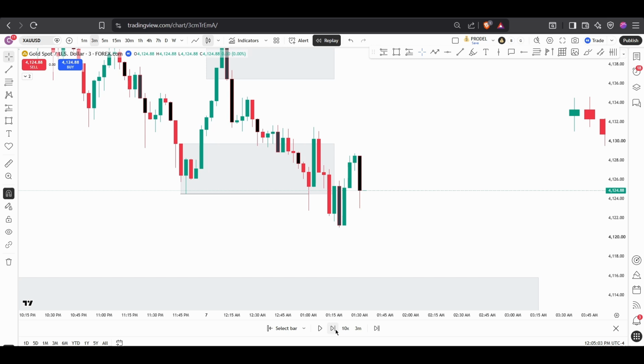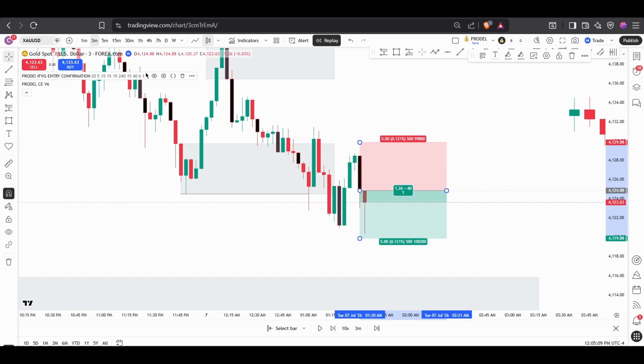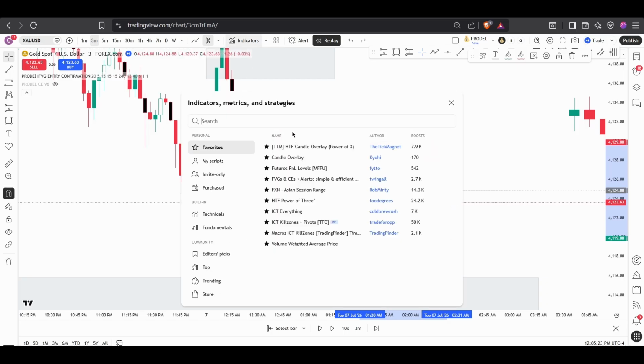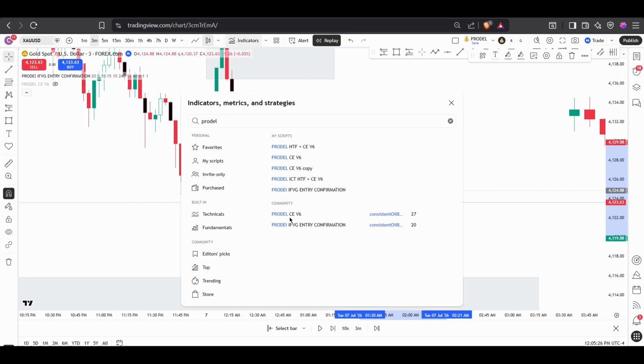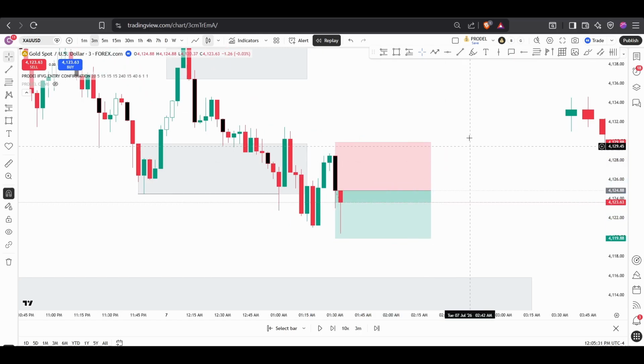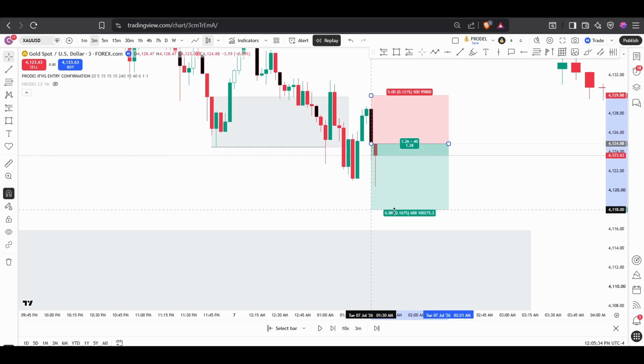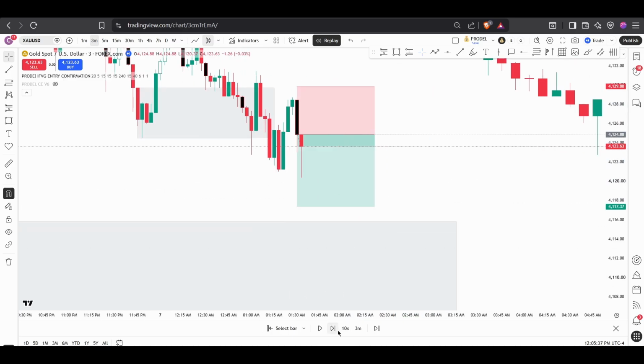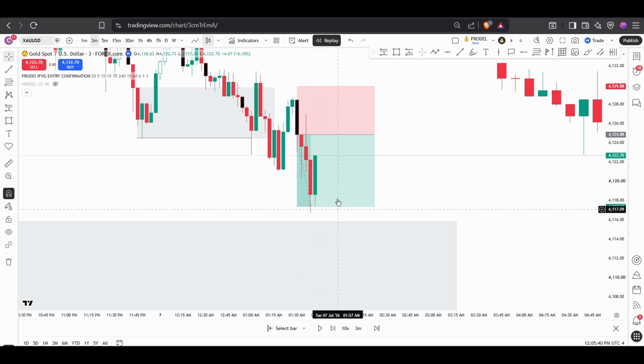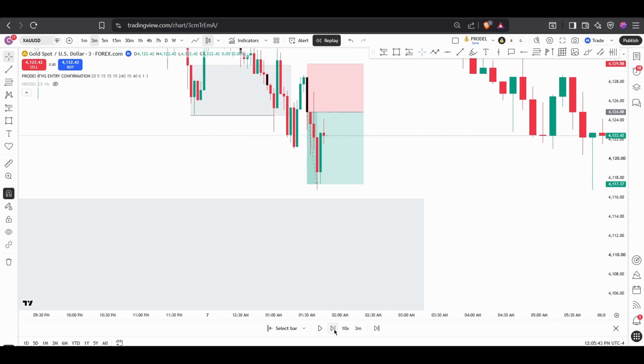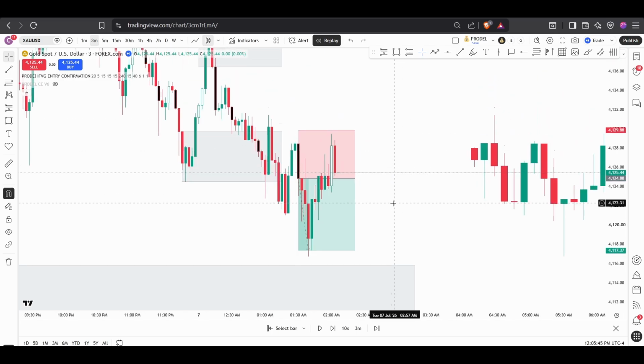On the 3-minute time frame, you can see there is the black candle formation. I am currently using this inverse fair value gap, and if you are new, you can just search Rodel on TradingView and add these two entry confirmation indicators. I usually put my trade to break even after 1:1.5 RR, and it hit 1:1.5, and after that it went up and it became break even like this.